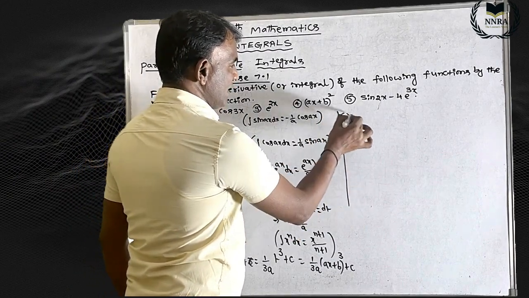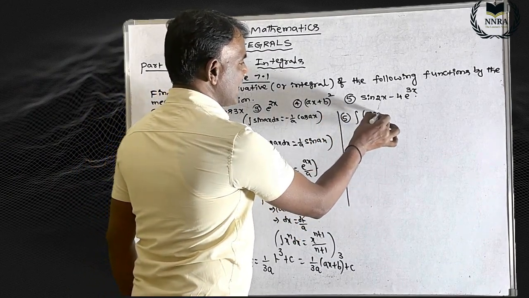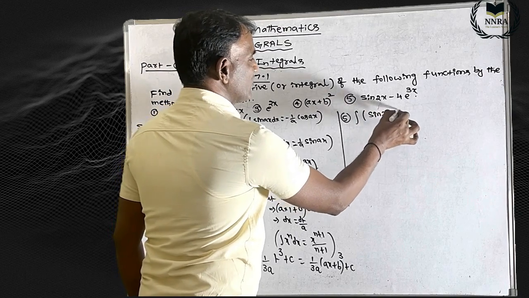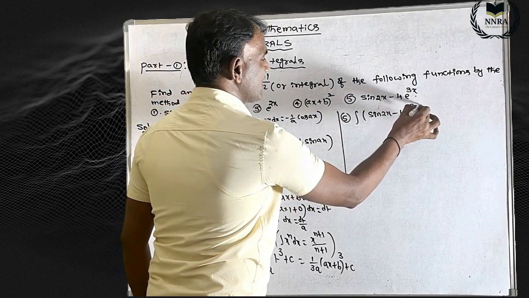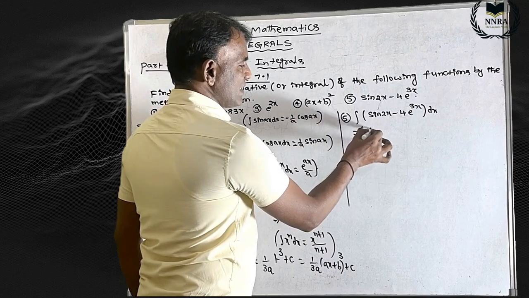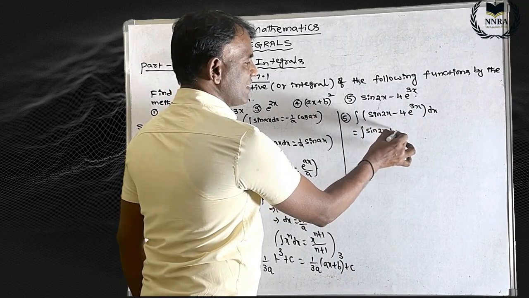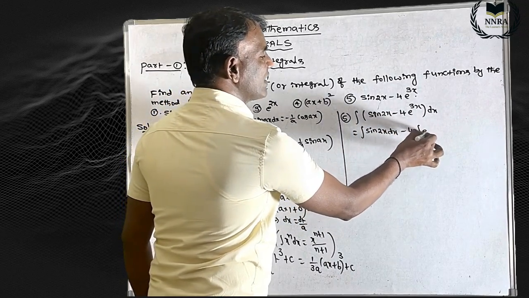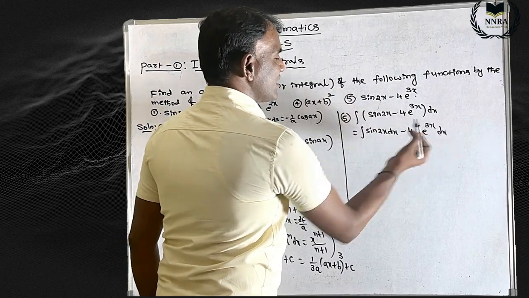And coming to the fifth question, I am writing here integral of (sine 2x minus 4 e power 3x) into dx, right? So what is the first term? Integral sine 2x into dx. Minus 4 integral e power 3x into dx.